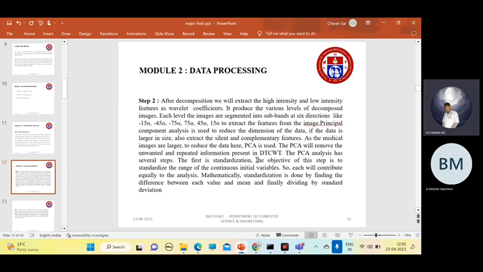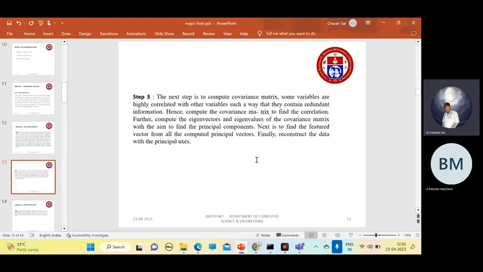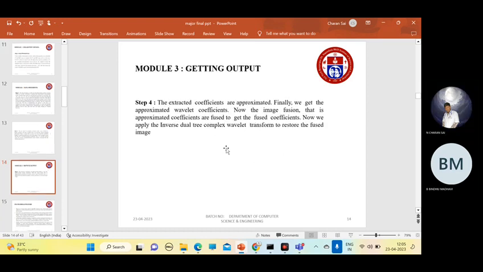And this PCA analysis has several steps. The first is standardization, and the objective of this step is to standardize the range of the continuous initial variables. The next step is computing the covariance matrix. Some variables are highly correlated with other variables in such a way that they contain redundant information. Hence, we compute the covariance matrix to find the correlation between features, and finally reconstruct the data with the principal axes and get the output.